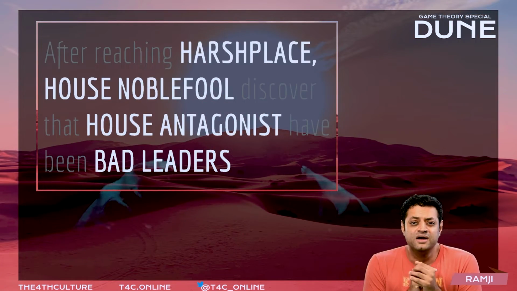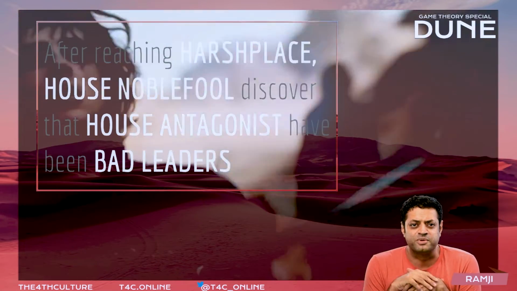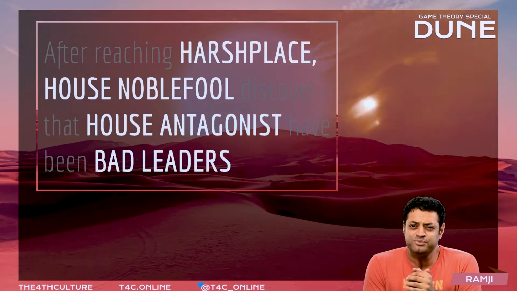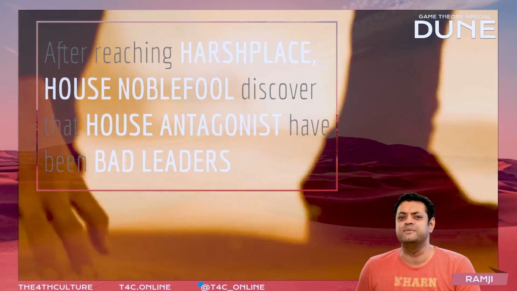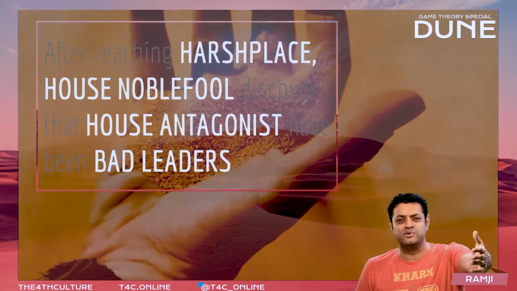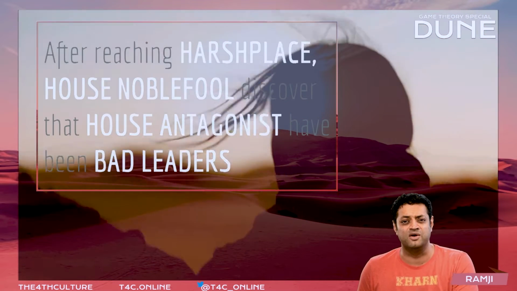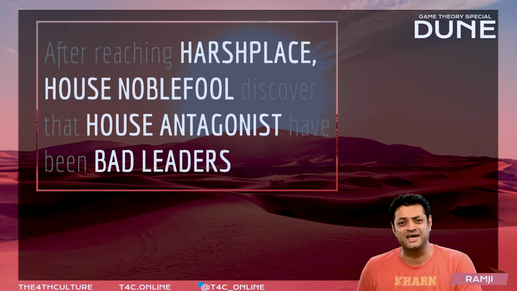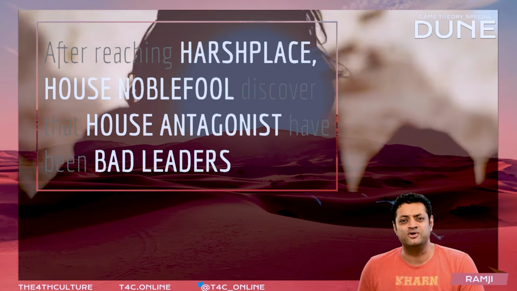Anyway, after reaching HARSHPLACE, House Noble discover that House Antagonist have been pretty bad leaders. They killed a bunch of people, they've extracted this horrible magical dust that's sort of like, you know, being made on the backs of the grumpy tribe, and they've done it without really a care for life, livelihood, or ecology.